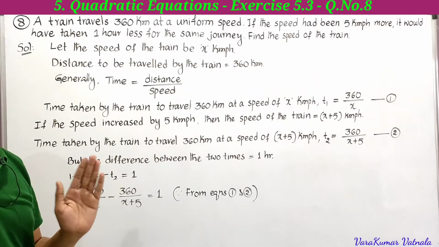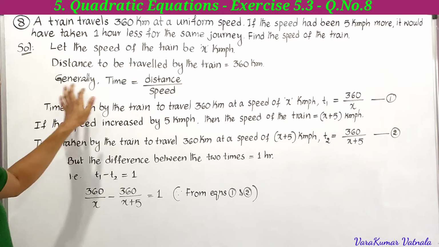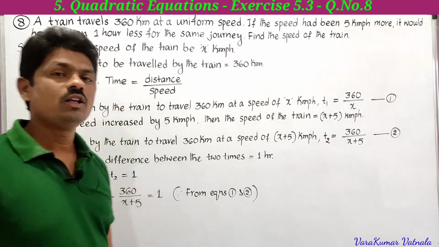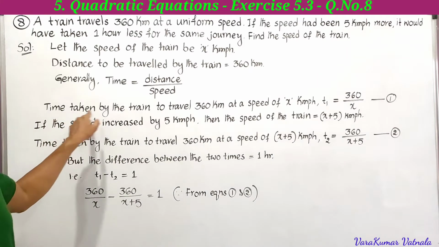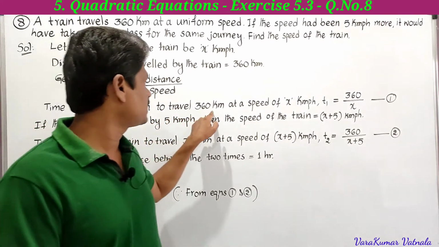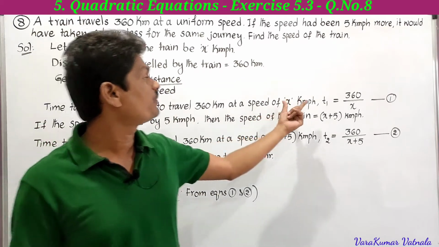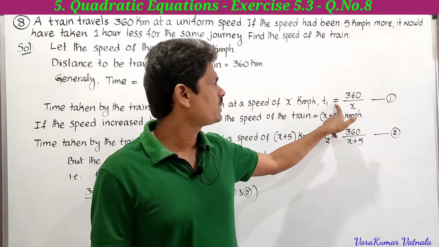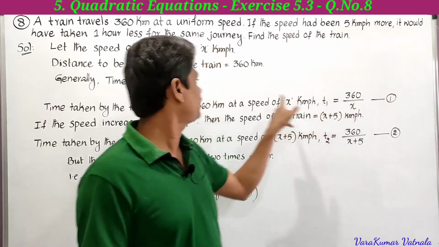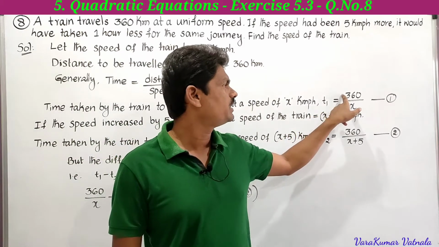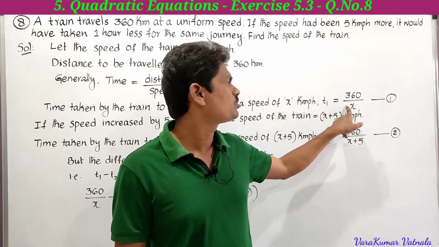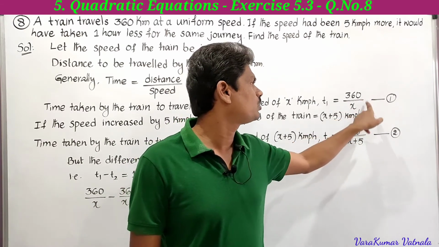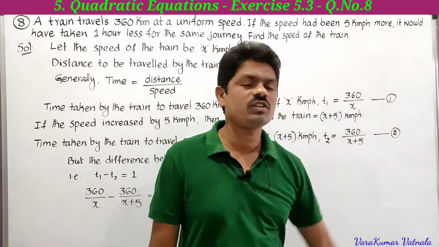Now we have to find the time taken by the train. Generally, time is equal to distance by speed. So we have to find the time taken by the train to travel 360 kilometers at a speed of x kilometers per hour. Let it be t1. Time is equal to distance by speed. Here distance is 360 kilometers, speed is x kmph, so we get time in hours. So t1 is equal to 360 by x hours. Let it be equation number 1.